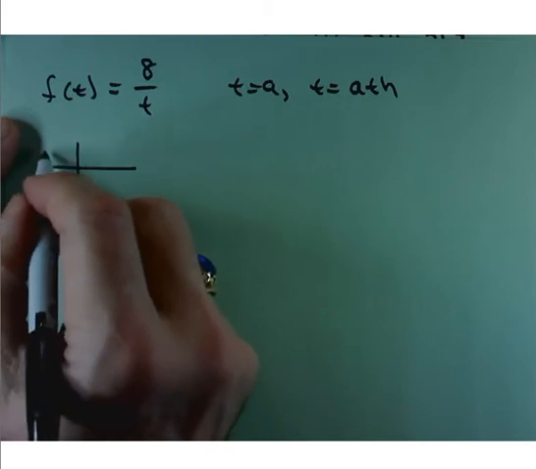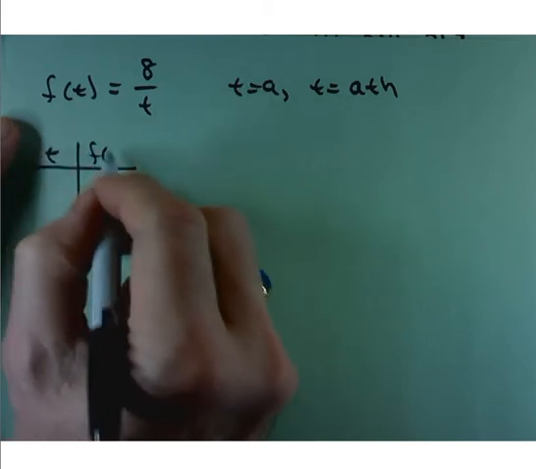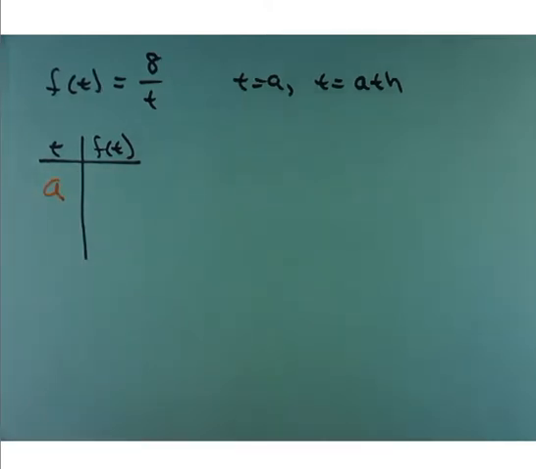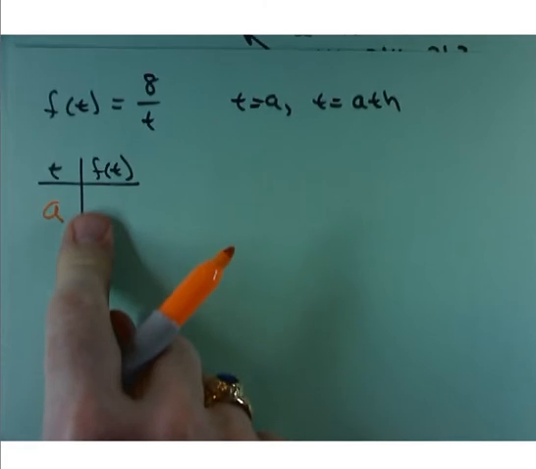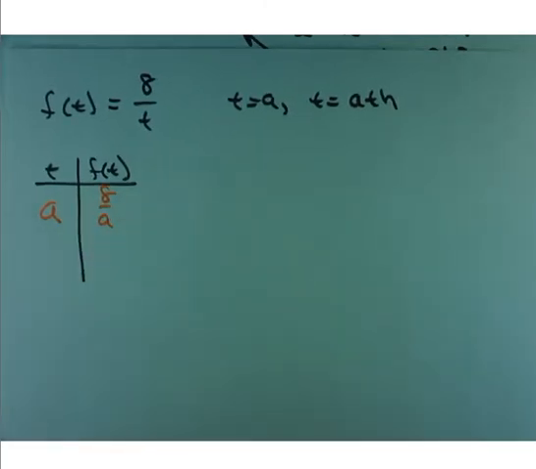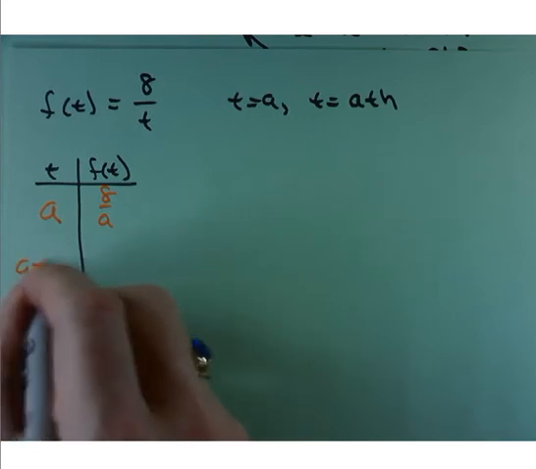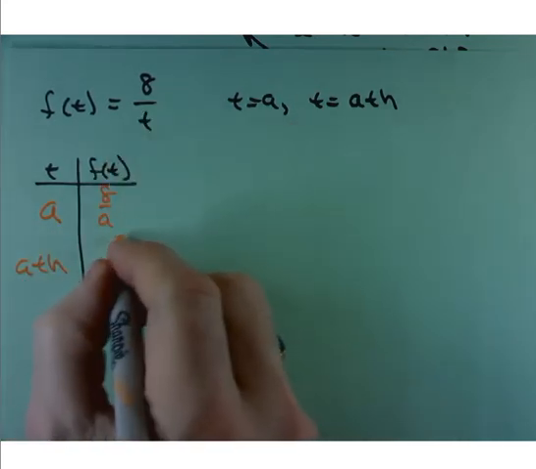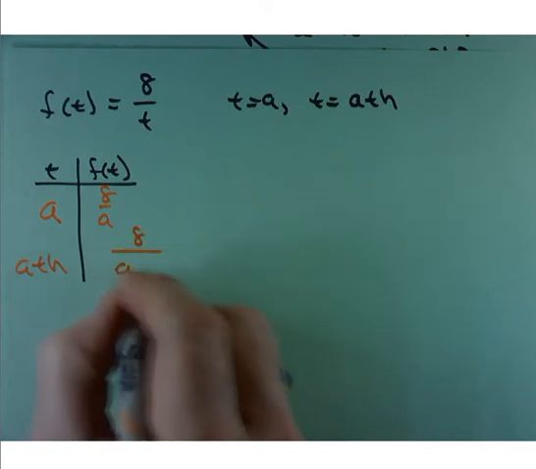So I'll have t and f of t. At a, the function would be 8 over a. Okay, not so bad. How about at a plus h? Well, plug this into the function and I get 8 over a plus h.